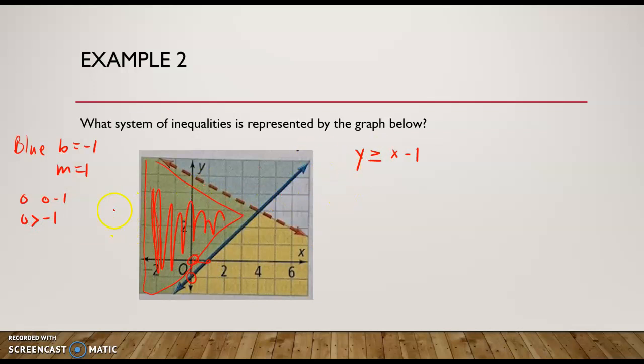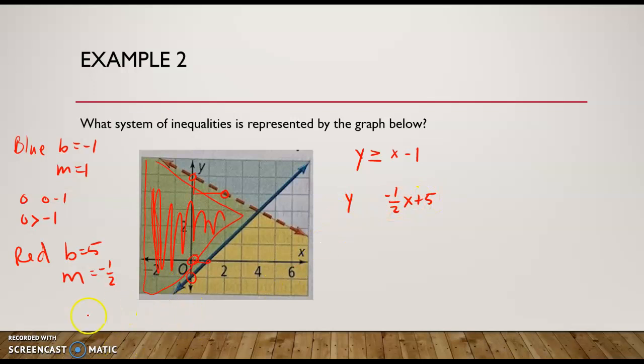All right, and then I do the same thing for my red. I know it's a dash, so I know it's just going to be either greater than or less than. I know that my B value for this one is 1, 2, 3, 4, 5. So B is 5. And M, here's a good place where we're crossing. We're down 1 and over 2, so it is -1/2. And so I know right now that I have at least y is -1/2 x plus 5.